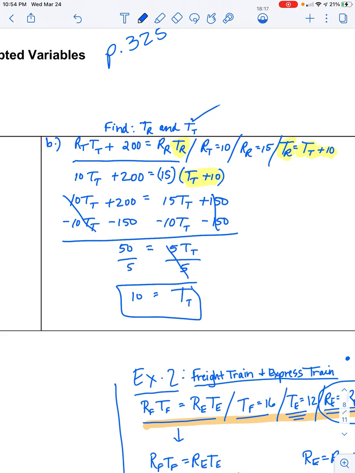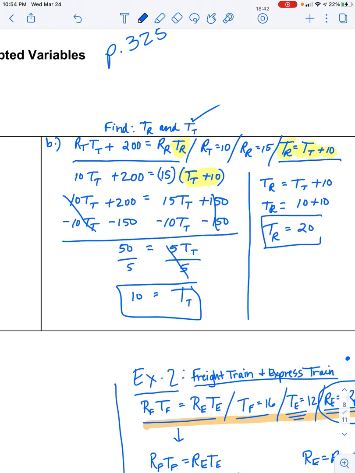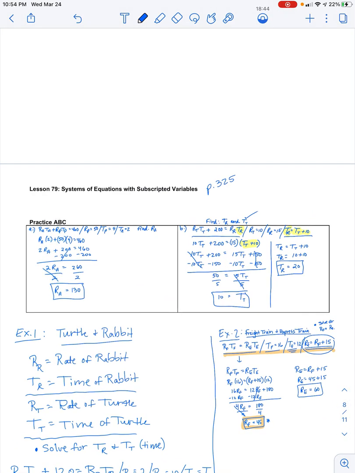Now I need to solve for T sub R. So we go back up here and we find an equation that we can use. And notice the one that I happen to have highlighted here in yellow. We're just going to use that. T sub R is the other variable that we have to solve for. So we'll go ahead and plug in T sub T for that one and solve for T sub R. And what do we get? T sub R is equal to 20. Okay, and that's how you do those problems.